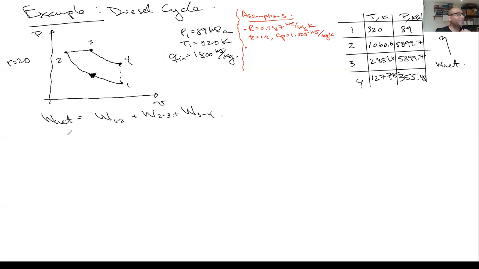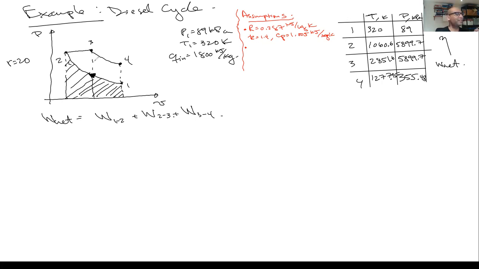Another way to see this is that the work is the integral of PdV. It's the area under the curve. So in the PV plane, all of this here is the area under the curve from 1 to 2. And it's a negative area. I know a negative area is kind of weird, but I'm integrating going left. So whenever the path moves to the left, it's a negative area. That's the amount of work done during compression.